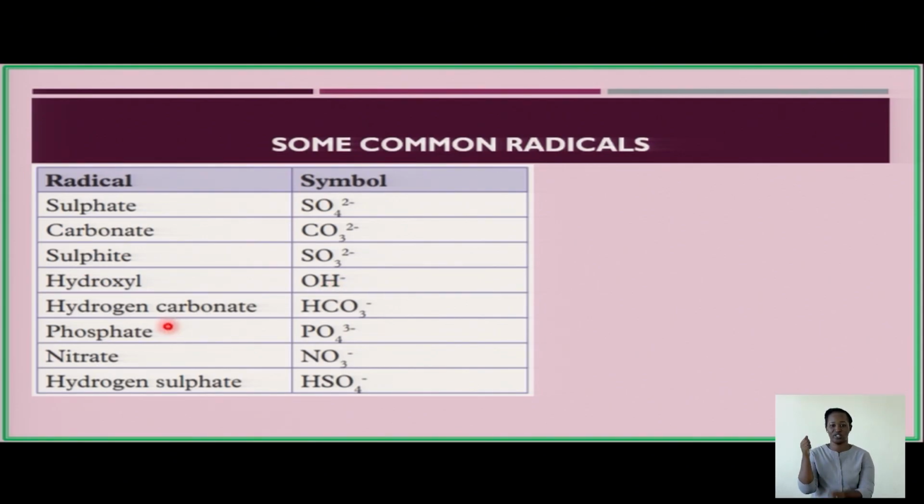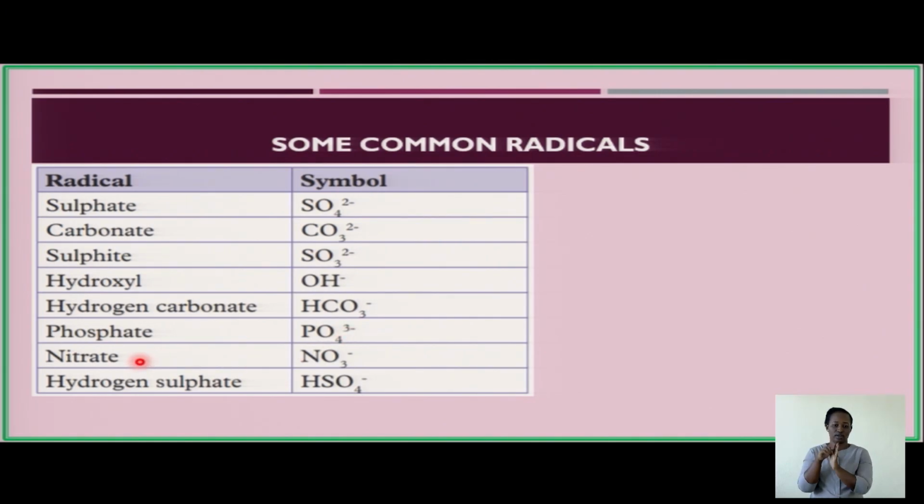single negative charge. The hydrogen carbonate comes from the carbonate ion. If you add a hydrogen on the carbonate ion, you get a hydrogen carbonate. And in this one, we have 1 hydrogen, 1 carbon, and 3 oxygen atoms. We have a phosphate radical with 1 phosphorus, 4 oxygen atoms, and a charge of 3 negative.